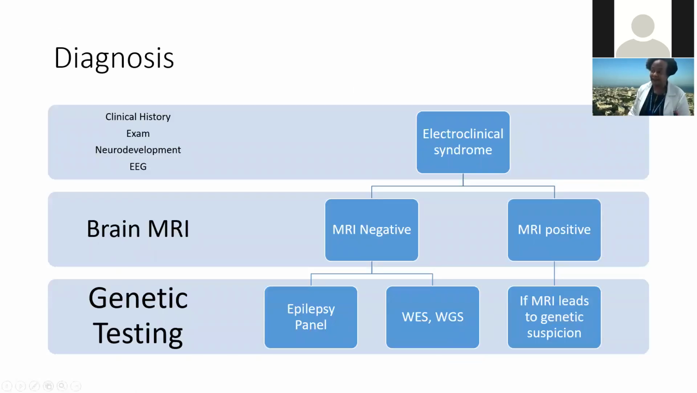So these are the steps that we follow once we recognize the electroclinical syndrome. We get an MRI of the brain, okay? And if the MRI is positive, well, we got the information that we need. And we may need to get genetic testing if the MRI has a lesion that indicates that this patient has a genetic condition. And a common example is tuberous sclerosis. If the MRI is negative, then we should proceed and continue with genetic testing, okay?